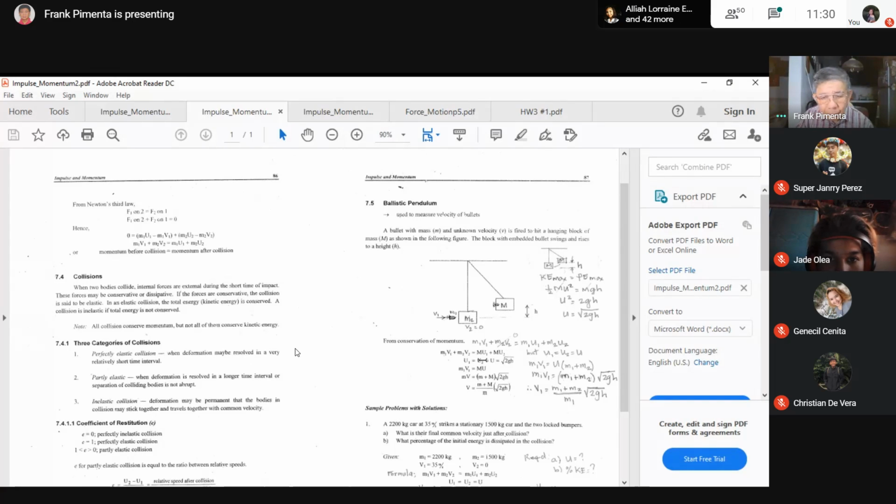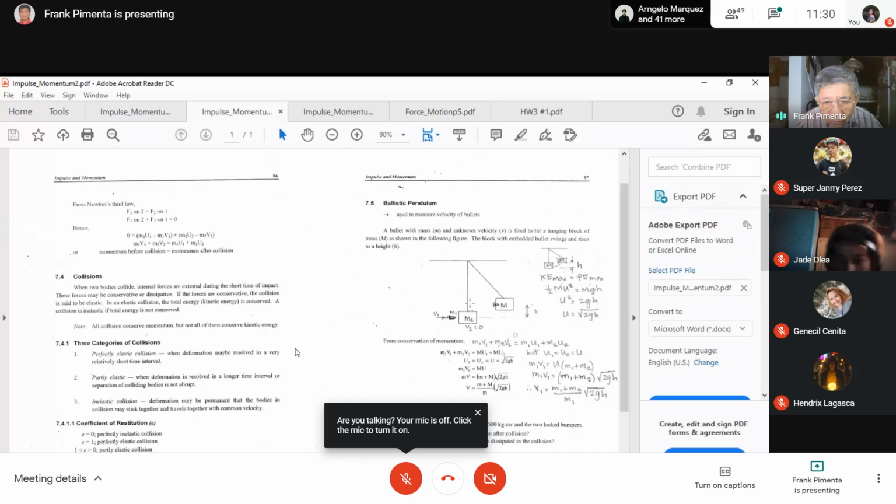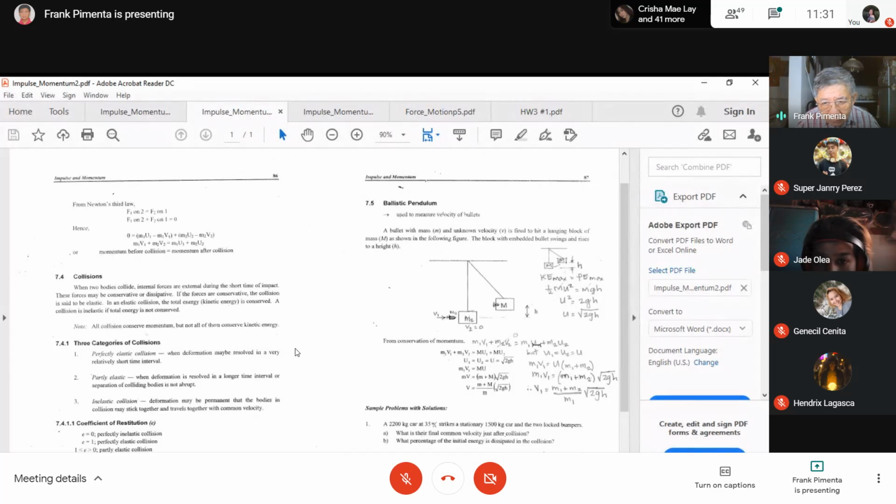So, if we apply the formula for conservation of momentum, m1v1 plus m2v2 equals m1u1 plus m2u2. This is the formula. Now, knowing that before the collision the velocity of the block is zero, this term becomes zero. So, m1v1 equals m1u1 plus m2u2.